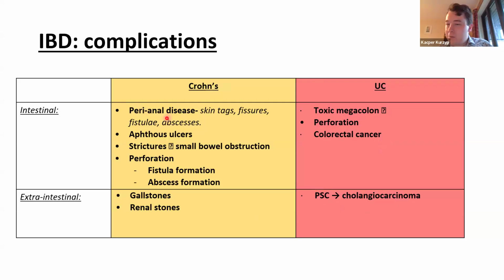In Crohn's, you have perianal disease classically: skin tags, fissures, fistulae, abscesses. You have aphthous ulcers. Remember, it's disease from anus to the mouth. So large aphthous ulcers in areas without direct trauma, like the roof of the mouth. You have strictures, which can cause small bowel obstruction. And you can get fistulae, you can get abscesses, it can perforate.